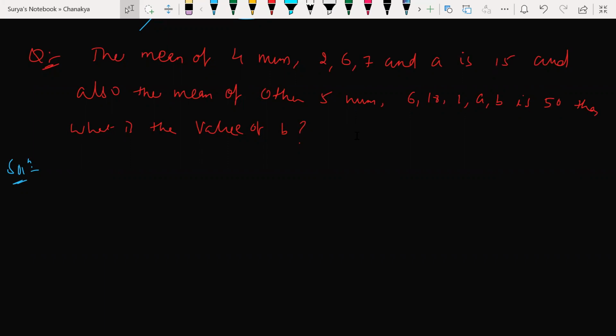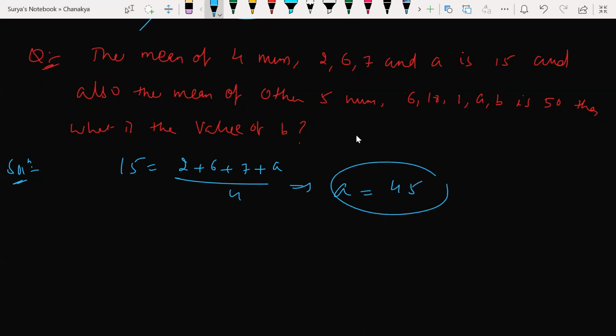Make it fast. 15 is equal to 2 plus 6 plus 7 plus a by 4. What is the a value you got from this? A value 60, 40 minus 15, 45. Very good, fantastic.